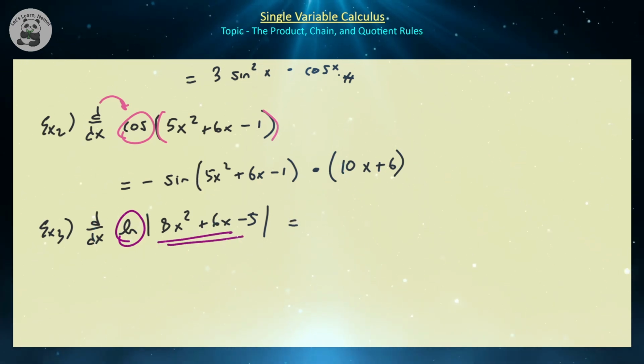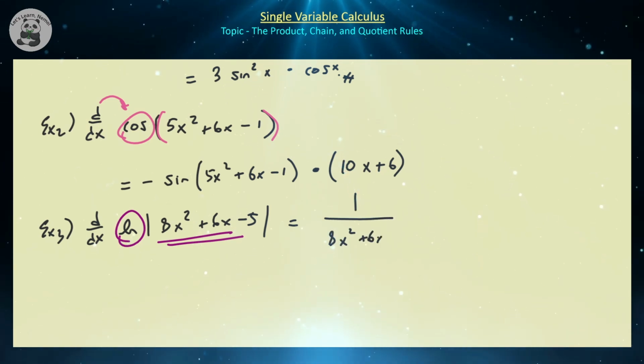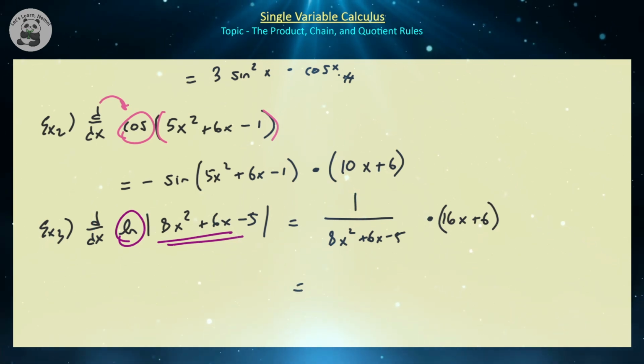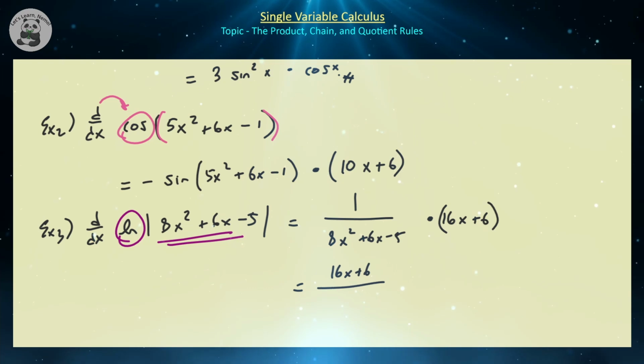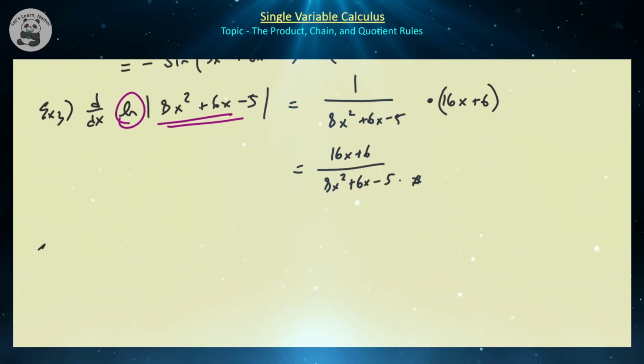So the derivative of the natural log of something is going to be 1 over something. And then we need to multiply that by the derivative of something, and that's obviously going to be equal to 16x plus 6. That would be your answer, but probably a more preferred way of writing this is just 16x plus 6 divided by 8x squared plus 6x minus 5, and that would be the derivative of the original. Let's just do one more.